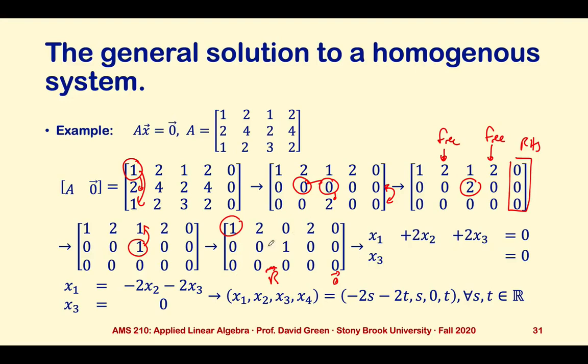We then can cast this back into a system of equations. The first reads x1 plus 2x2 plus 2x4, this should read, equals 0. And the second reads x3 equals 0. The last is just a 0 equals 0. Rearranging this gives us x1 is negative 2x2 minus 2x4, and x3 is 0. Substituting s for x2 and t for x4 gives us our parametric form, where s and t can take on any value.